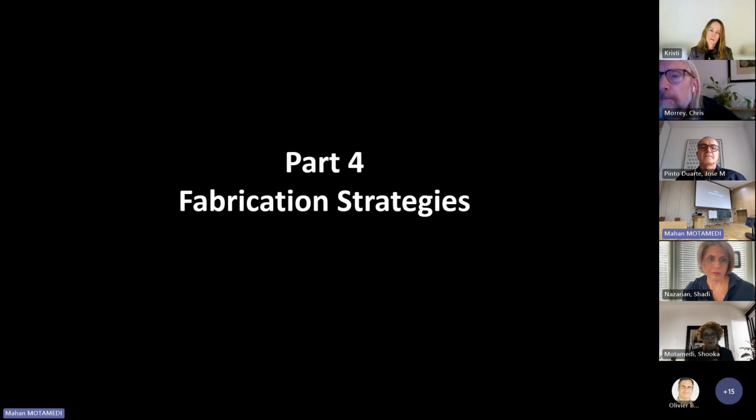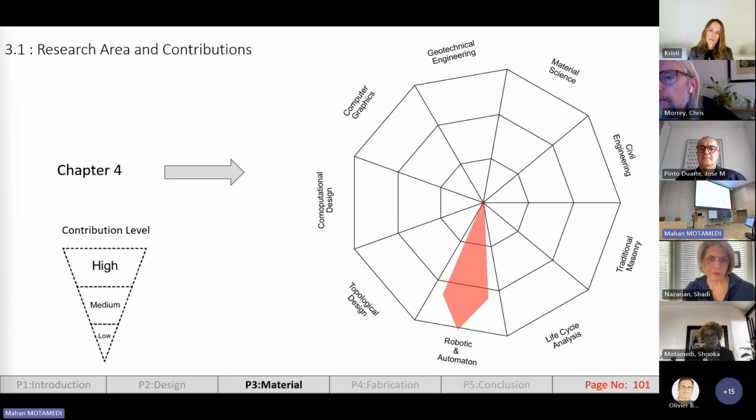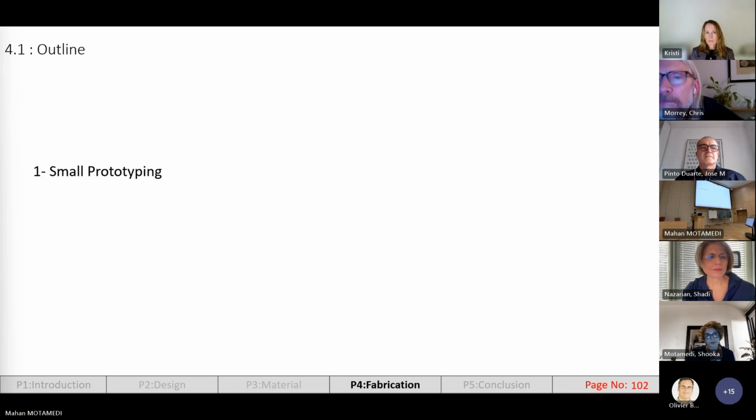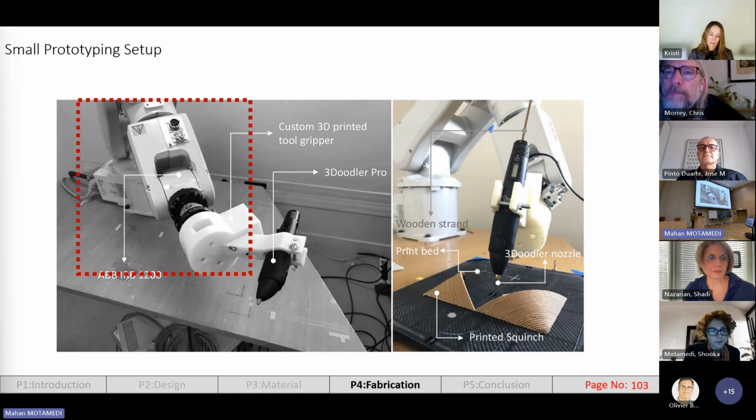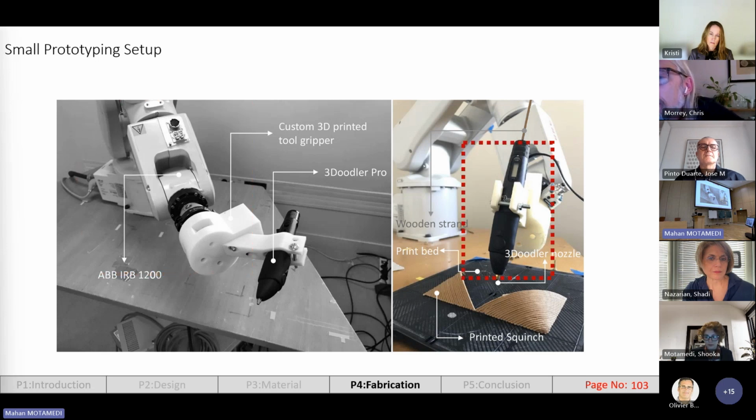The last chapter is about fabrication strategies. Here is the area of contribution of this chapter, which is mostly about robotic automation. We have divided fabrication in this chapter by the fabrication setup size, from small and medium to large. The first prototyping setup was a small setup in which we have the ABB IRB 1200 as a parent, and we have the 3D Doodler as a child, and our material was a wooden strand given by the 3Doodler company.